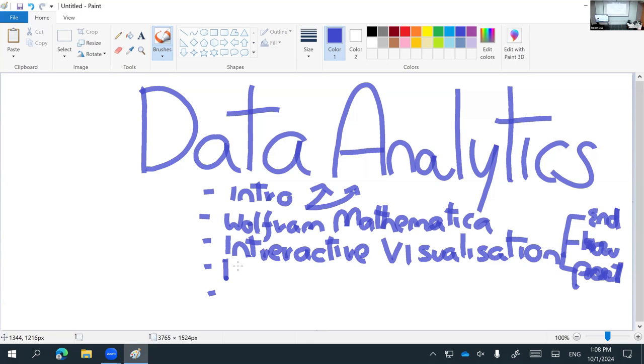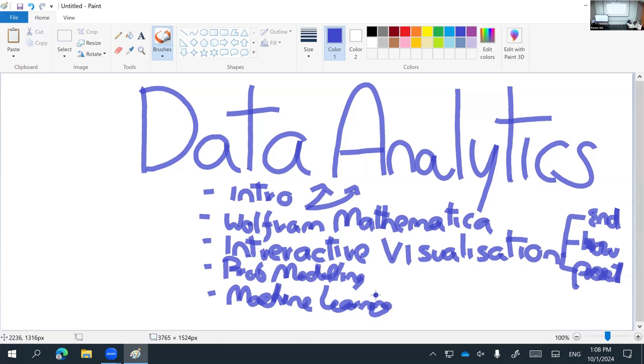So we have probabilistic modeling, okay? And now we begin with machine learning, right? Machine learning. So this is a foundation for you to be able to understand this class. And these are the three modules, okay, the content of the class.